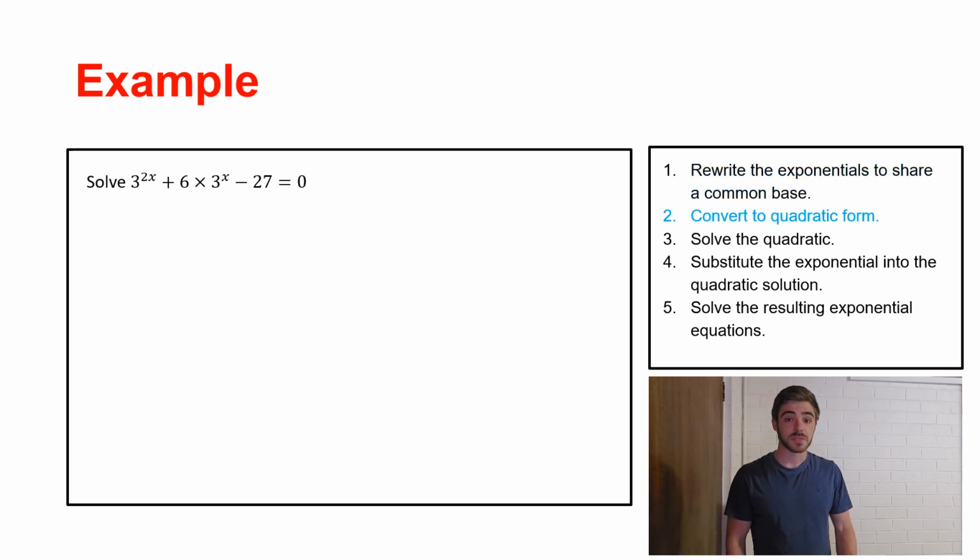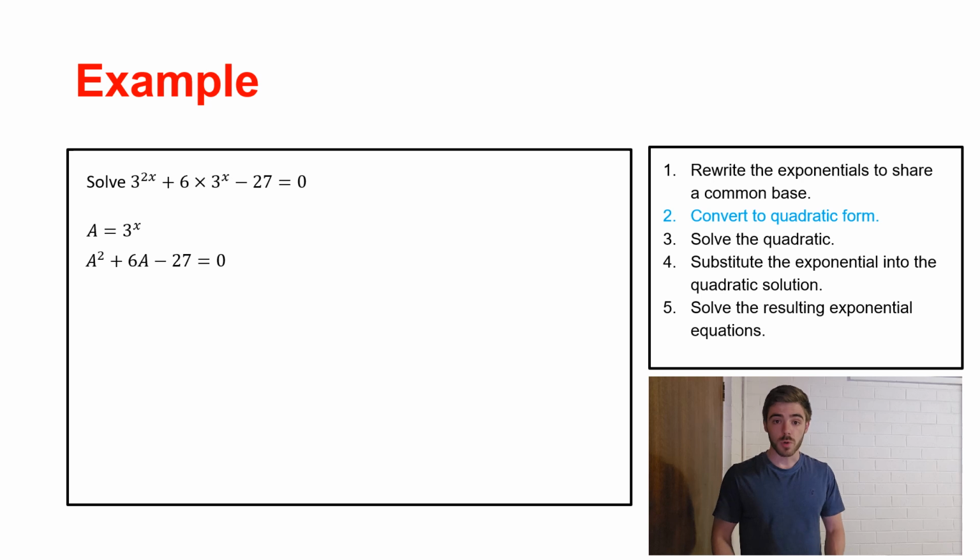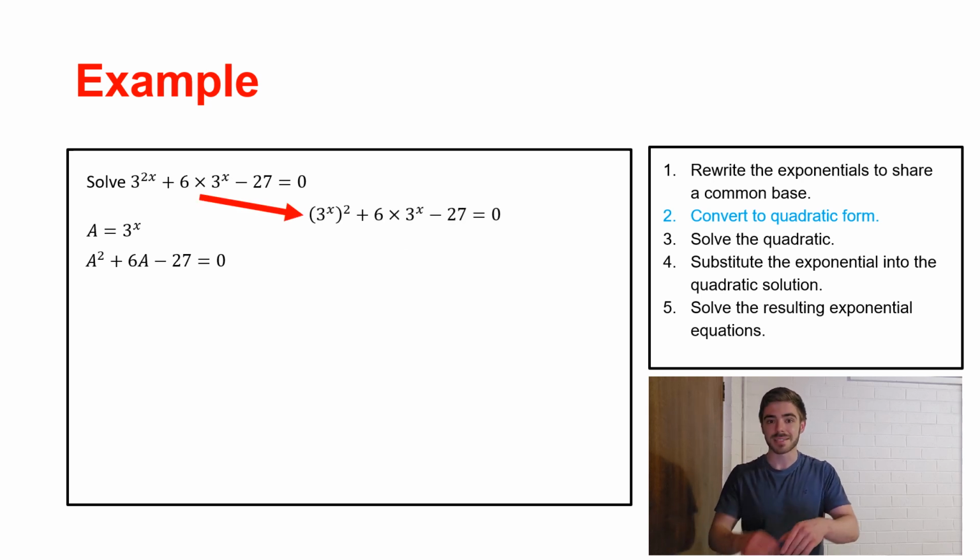The next step is to convert to a quadratic form, and we do this through substitution. We choose our substitution to be the largest common exponential term in the equation. We have 3 to the power of 2x and we have 3 to the power of x. The largest common term between those two would be 3 to the power of x, so that's what our substitution will be. If you want, you can even use your index laws to take that coefficient of 2 out the front as another exponent. That makes it a bit more obvious how you then use your substitution.